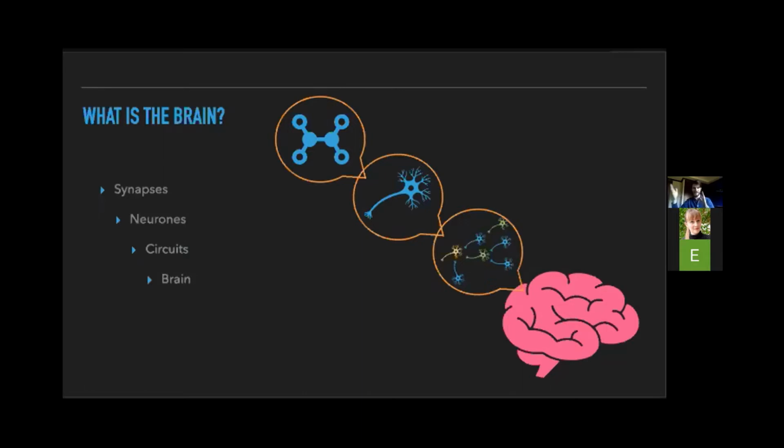Basically, in order, we have synapses that connect neurons, which are connected to build circuits, and these circuits make up the brain. The way that these circuits come together is what gives the brain its function. So in order to understand how the brain works, we need to understand all of these layers, how neurons work and how they are connected. And that is not an easy task.